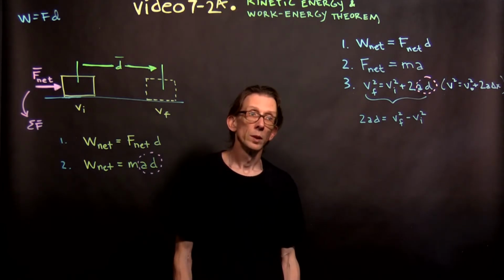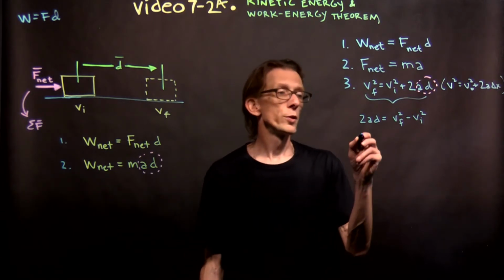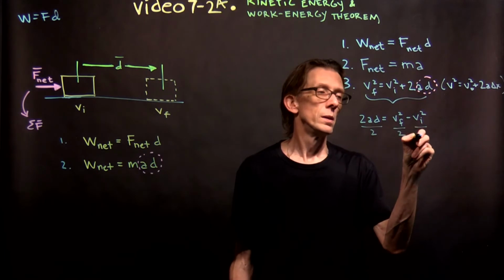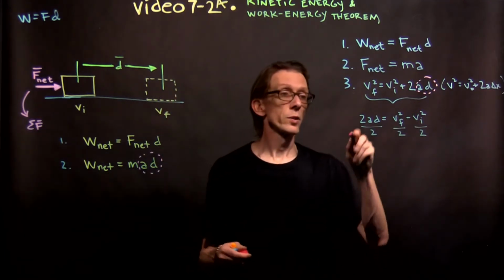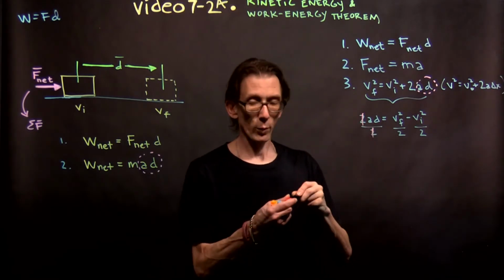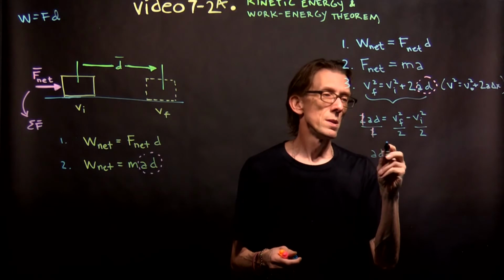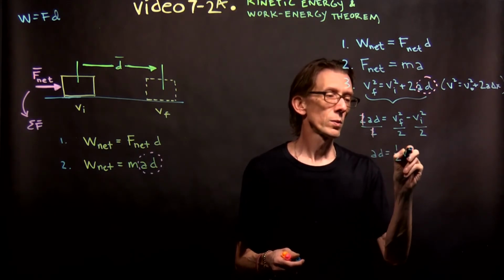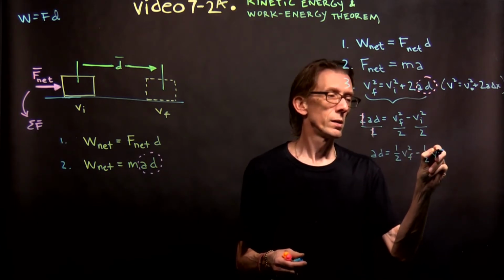Okay? So 2AD is VF squared minus VI squared, and now I want to divide out 2 on both sides so that it cancels here, and we're left with AD is 1/2 VF squared minus 1/2 VI squared.